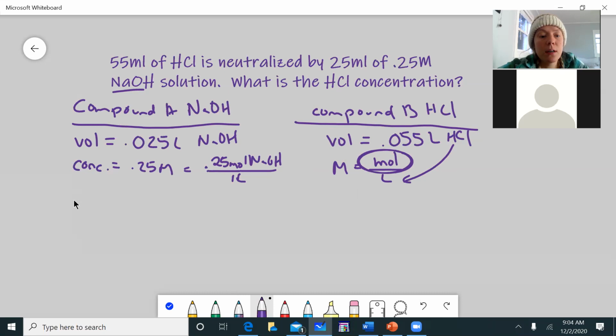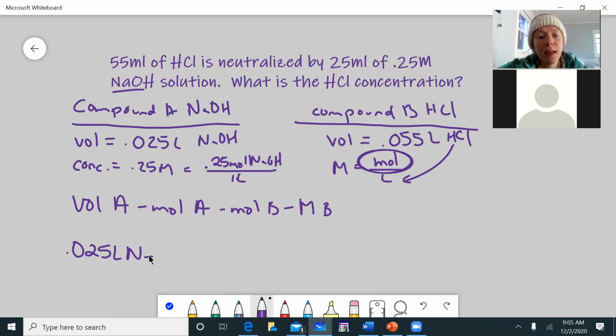So let's get started. We start with volume A to moles of A to moles of B into, in this case, molarity of B. Start with our volume A, 0.025 liters of NaOH, and we're going to multiply it by its concentration, 0.25 moles NaOH in every 1 liter of the NaOH solution.